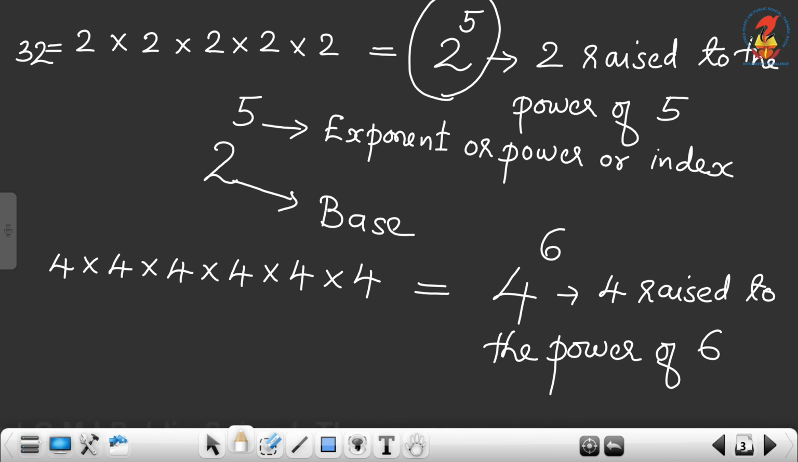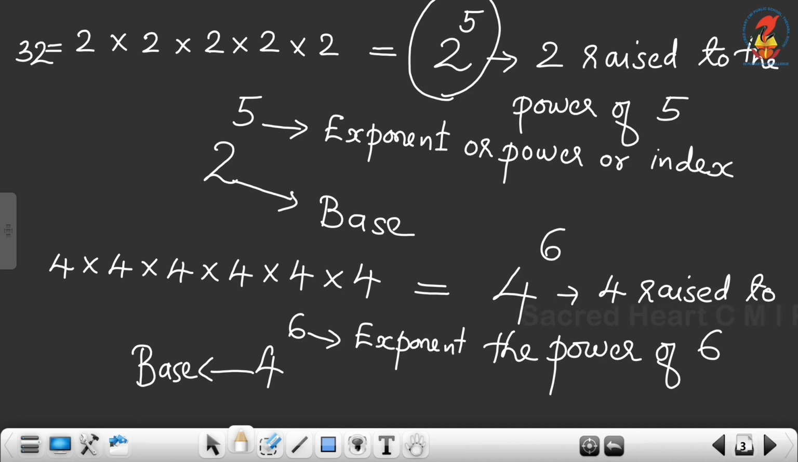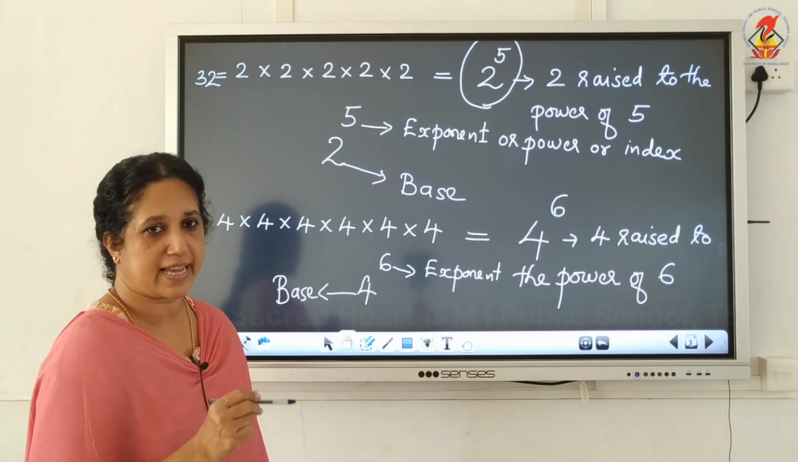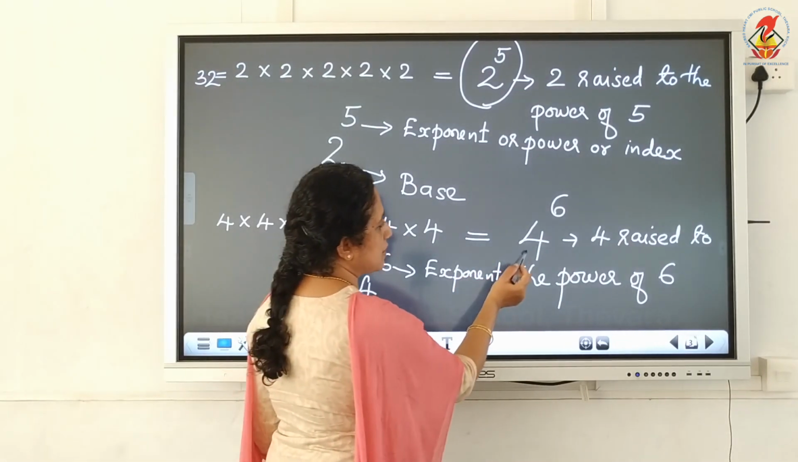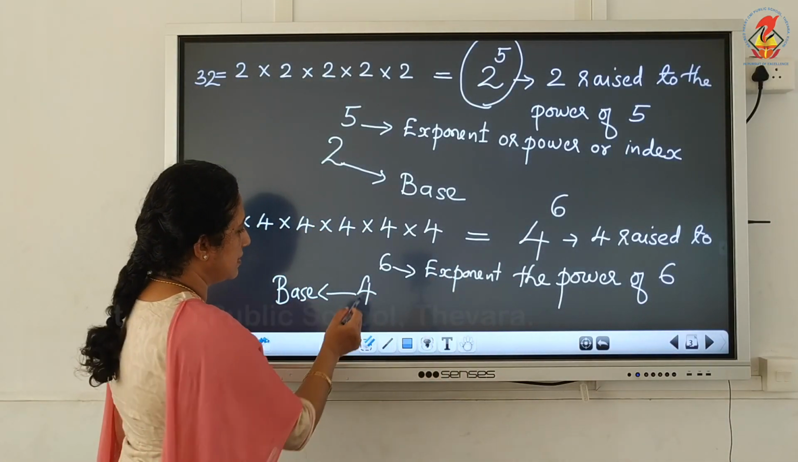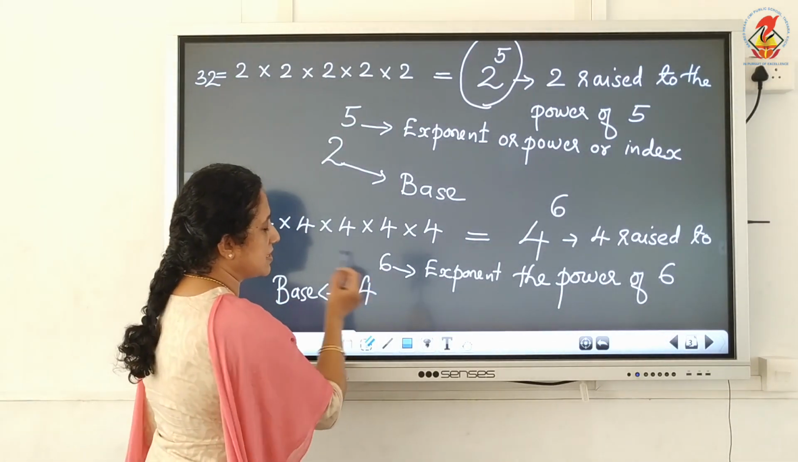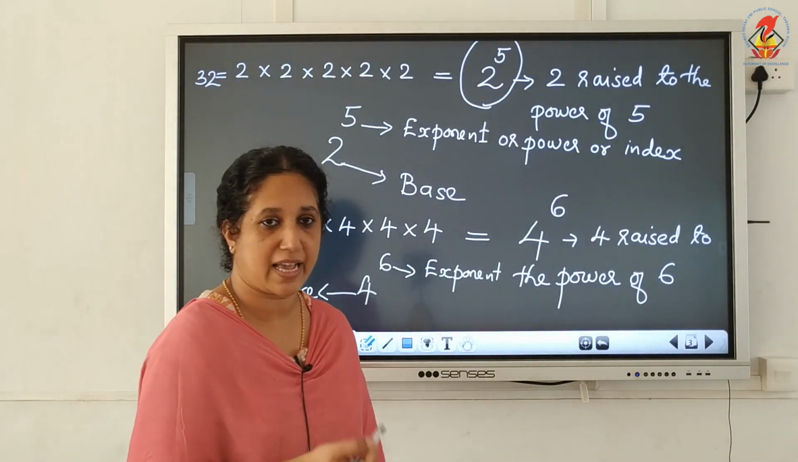This 4 raised to 6 is the exponential form, and in 4 raised to 6, 4 is known as the base and 6 is known as the exponent or power or index. So when a number is multiplied by itself, we can write it in a shorter form using exponents, and this is known as the exponential form. The number which is repeated is known as the base, and how many times it is repeated, we write as the exponent.